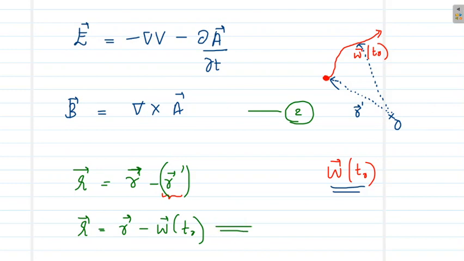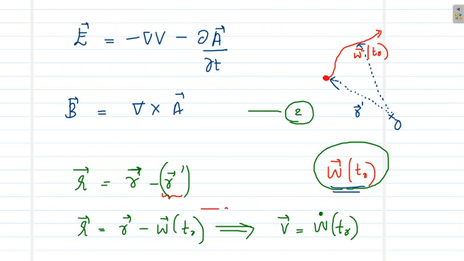If w bar represents the position vector of the moving charge, then we can define the velocity vector as the time derivative of the position vector, right? If we are given the position vector, we take the time derivative to find the velocity vector. Let me call these equation number 3 and equation number 4.